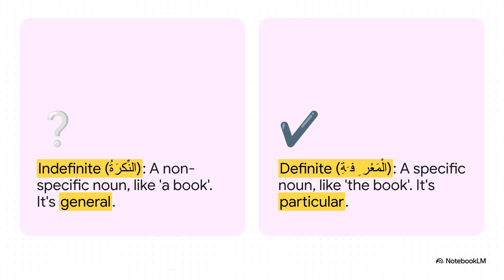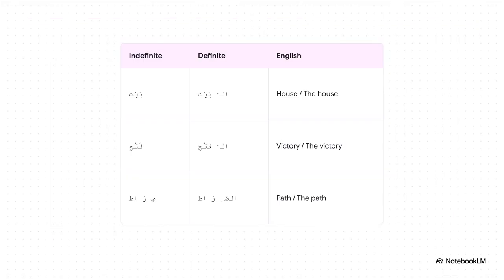So on one side, you have the indefinite, nakira. This is a general noun, like a book, any old book. Then on the other side, you have the definite, al-marifa. This is the book, one specific book that we're talking about. And as we just saw, the language gives us these beautiful, clear signals. Tanween at the end means it's general, al at the beginning means it's specific. And this table just lays it out perfectly.